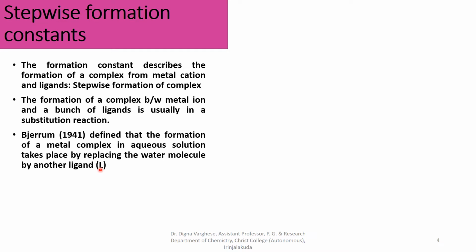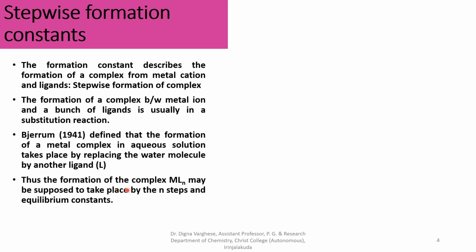If a metal in aqueous solution reacts with water molecules to form a metal aqua complex, it further reacts with another ligand. The ligand L replaces water molecules, forming a new complex of ligand L and metal. So this is a substitution reaction. Thus, the formation of the complex MLn may be supposed to take place by n steps, each with its own equilibrium constant.